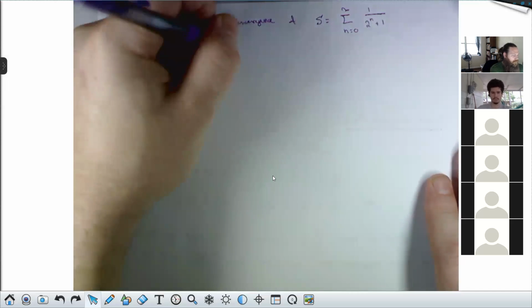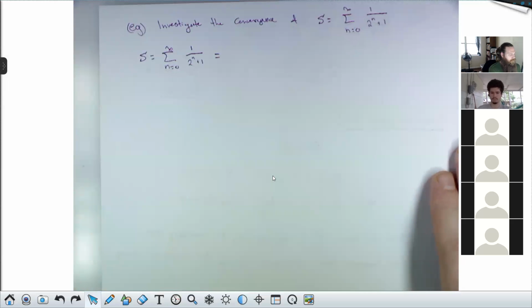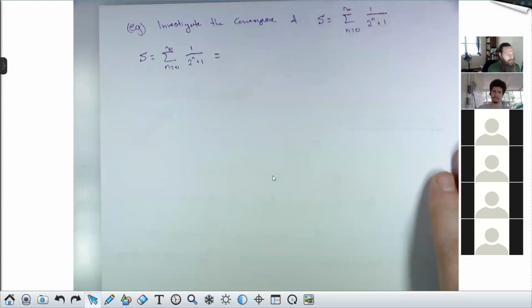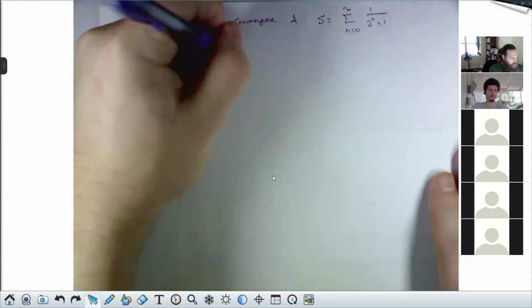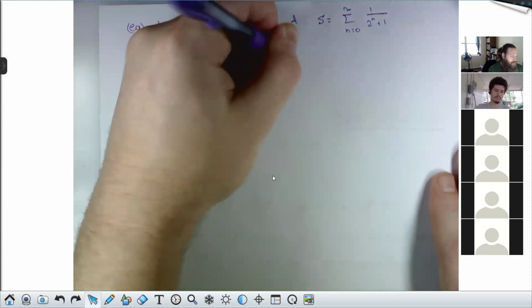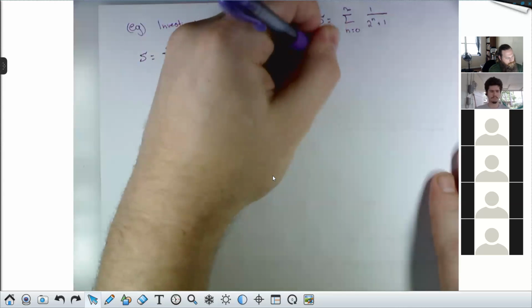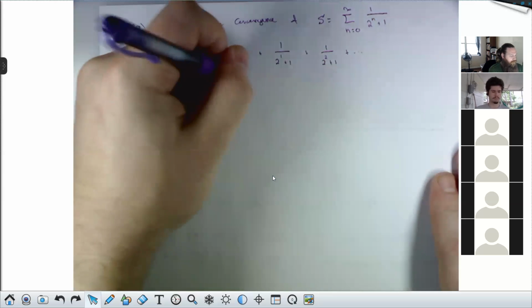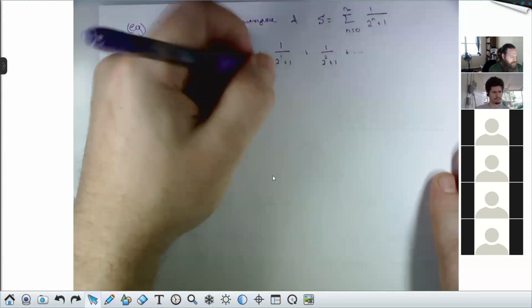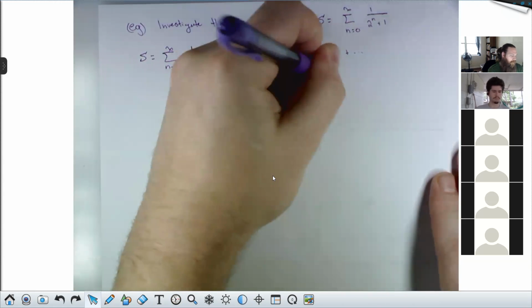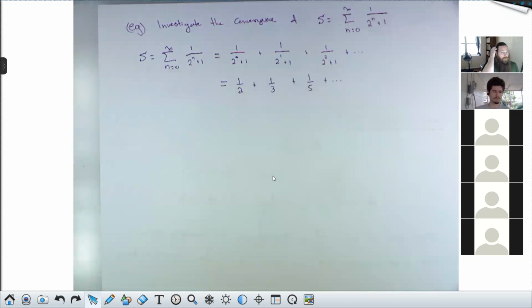Is that 1 plus 2 to the n, or is that 2 to the parentheses n plus 1? The plus 1 is not in the power. Yeah, so it's 1 plus 2 to the n. So this would be 1 over 2 to the 0 plus 1, plus 1 over 2 to the 1 plus 1, plus 1 over 2 to the 2 plus 1, and so on. So that's 1/2 plus 1/3 plus 1/5 and so on. Is this a geometric series?